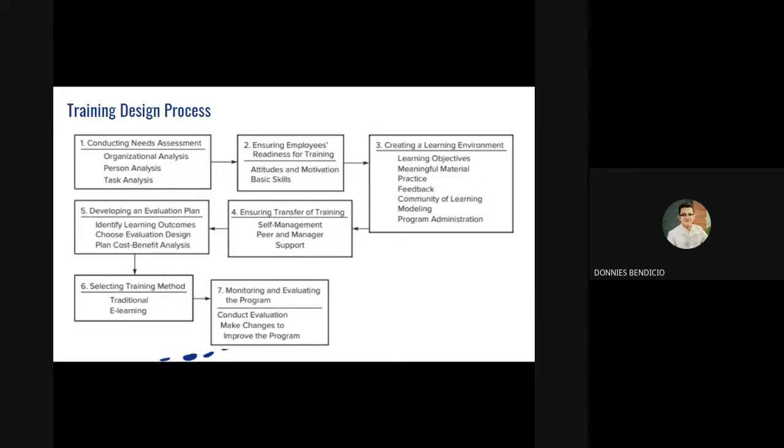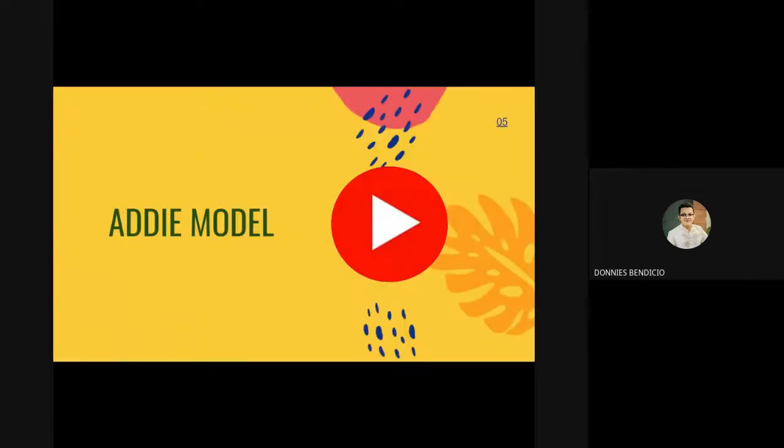So step number 7 is to evaluate the program and make changes in it, or some revisions that might be needed in any of the earlier steps in the process to improve the program so that learning or behavior change and other learning objectives are obtained. Okay, now let's proceed with the ADDIE model again and what are some of the factors that should be noted with this ADDIE model.